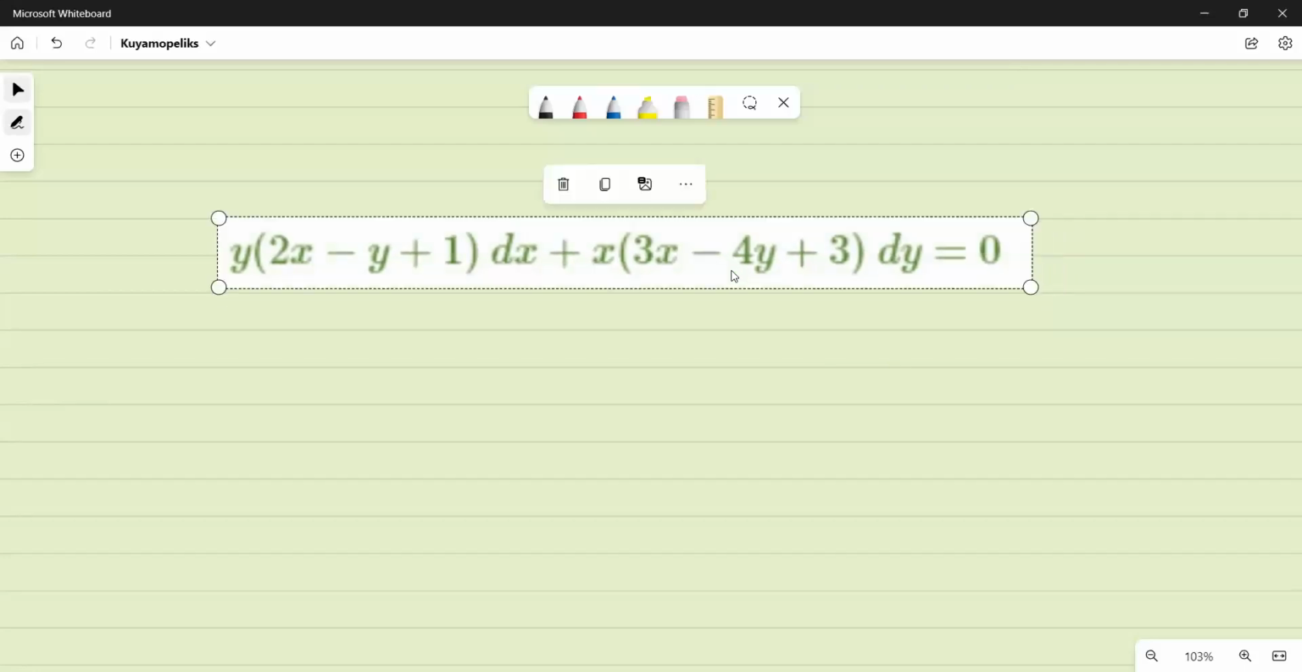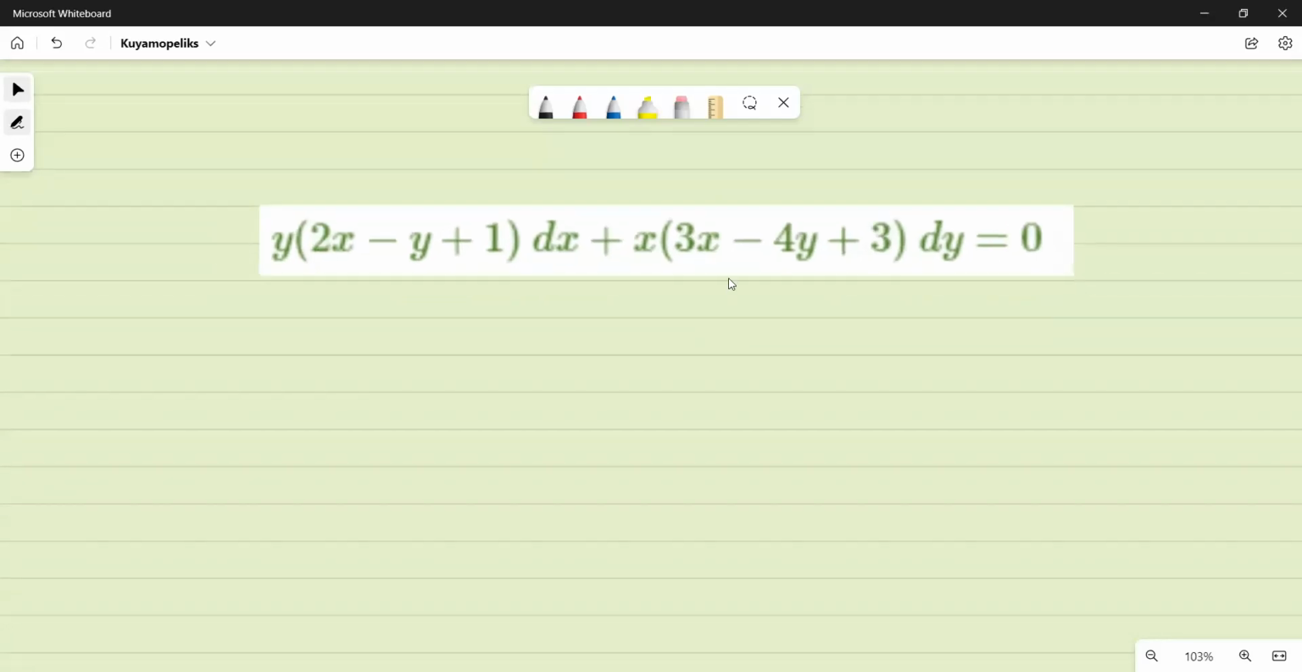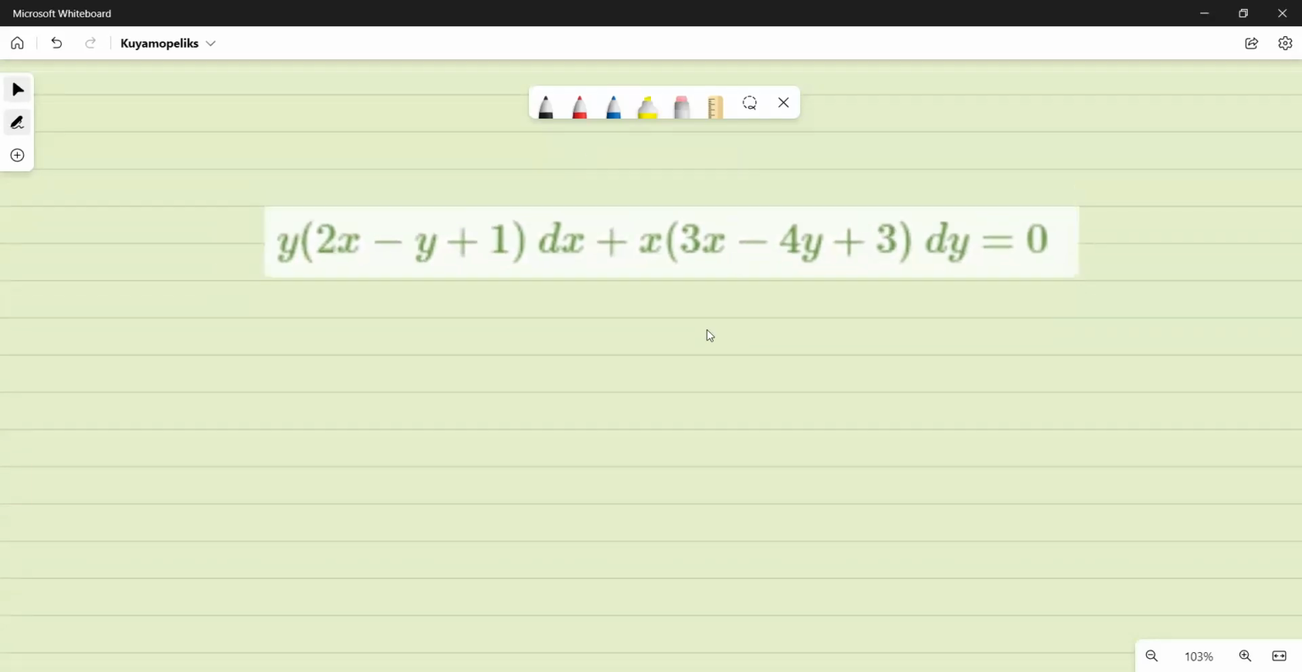For our next example, let's solve for the general solution of this particular differential equation. So let's check if it can be solved by variable separable. Definitely not right away, because our multiple terms have x and y together. Is this a homogeneous DE?